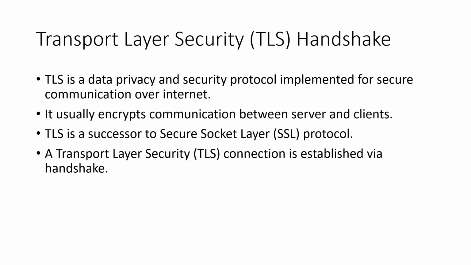Okay, and we have learned about SSL, we have learned about MD5, we have learned about SHA. Now we're going to learn about Transport Layer Security, called handshake. TLS is a data privacy and security protocol implemented for secure communication over the internet. It usually encrypts communication between server and client. TLS is a successor of the Secure Socket Layer protocol. A Transport Layer Security connection is established via handshake. So this is the latest. It is a successor of SSL, not the predecessor.